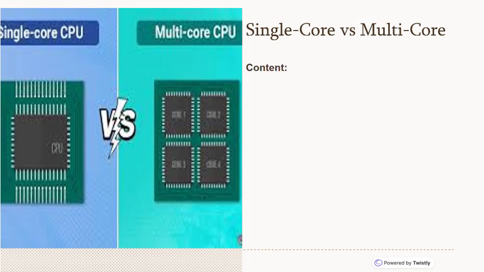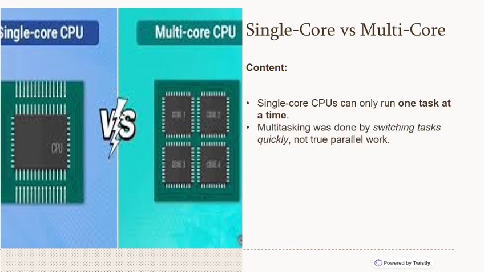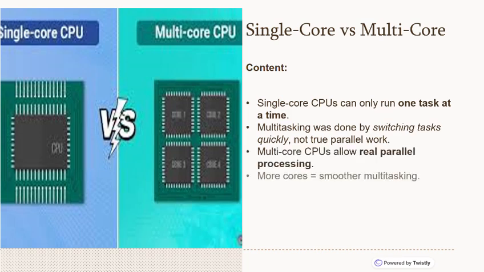Modern processors, however, have multiple cores. For example, a dual core processor has two cores, a quad core has four cores, and so on. In these CPUs, each core can run a separate task at the same time. This makes computers much faster, smoother, and more efficient because real multitasking is possible instead of just switching between tasks.